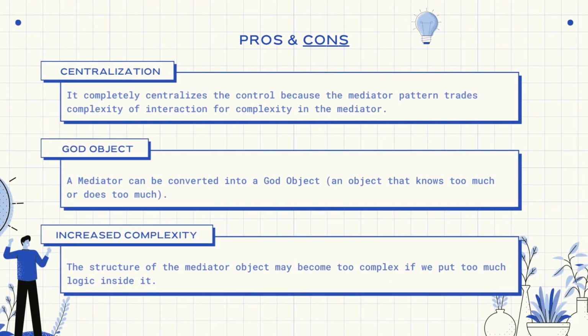On the other hand, the mediator design pattern has three disadvantages. The first one, centralization. It completely centralizes the control because the mediator pattern trades the complexity of interaction for the complexity in the mediator.